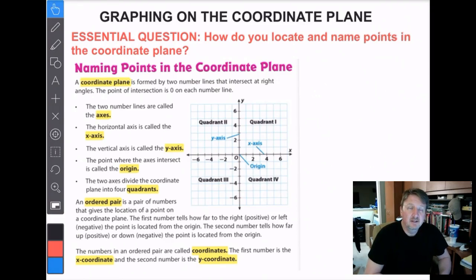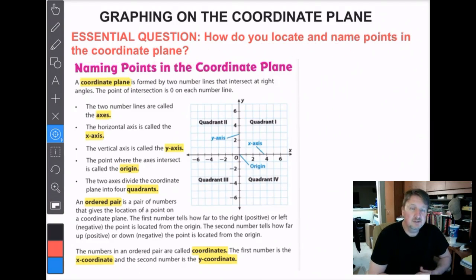Just wanted to go ahead and start talking about the coordinate plane and graphing on the coordinate plane. So that is actually the title of our video, Graphing on the Coordinate Plane. Our essential question, or what I want you to know by the end of this video, is how do you locate and name points in the coordinate plane? All right, it says it right here. How do you name and locate points in the coordinate plane?